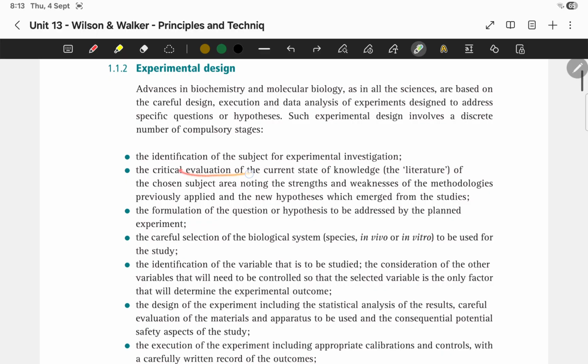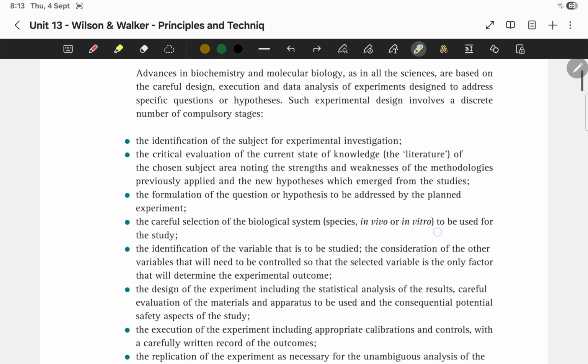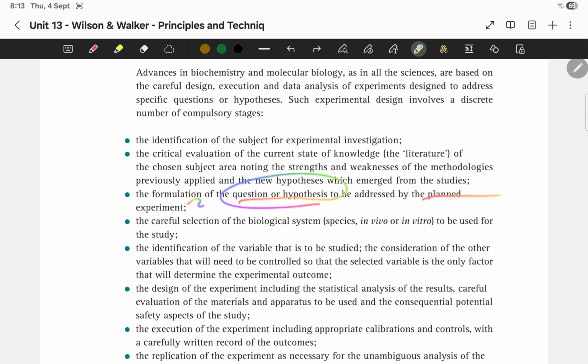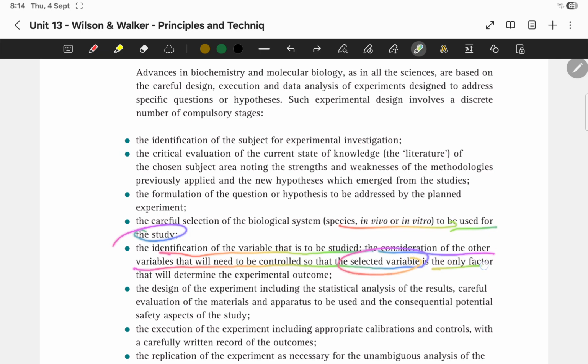The critical evaluation of the current state of knowledge for the chosen subject area, noting the strengths and weaknesses of the methodologies previously applied and the new hypotheses which emerged from the studies. The formulation of the questions or hypothesis to be addressed in the experiment. The careful selection of the biological system, species, in vitro or in vivo, to be used for the study. The identification of the variable that is used to study. The consideration of the other variables that will need to be controlled so that the selected variable is the only factor that will determine the experimental outcome.